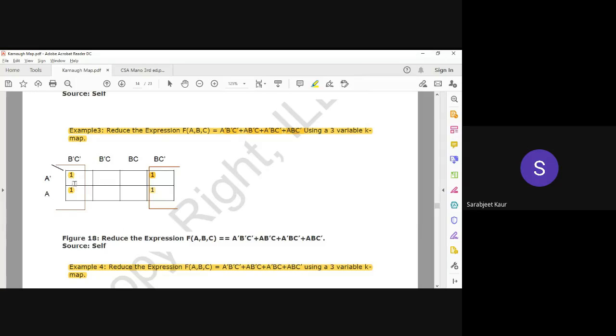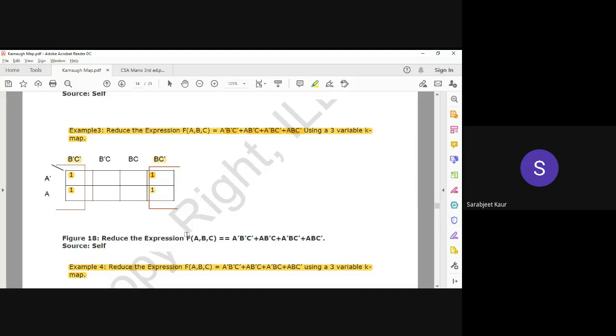Now, when we try and reduce this Karnaugh map, we see that A and A dash get cancelled. Now, looking at the columns, I get B dash, C dash, and B C dash. Okay, so B gets cancelled, and what I'm left with is C dash. Is this clear? Okay, good. Let us look at the next question then.